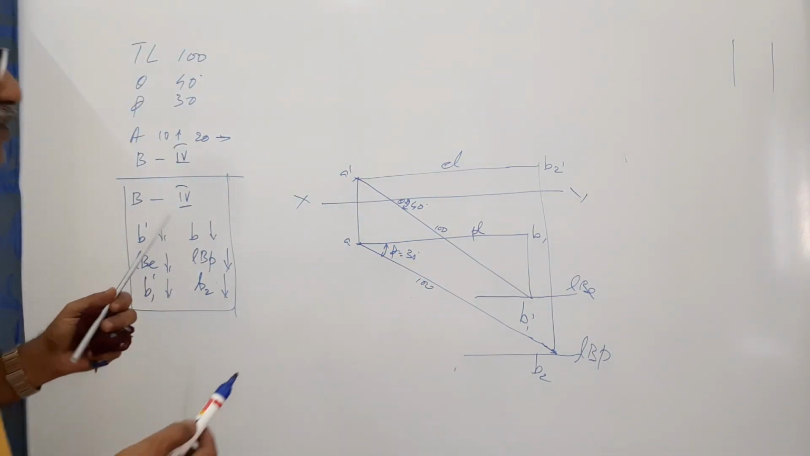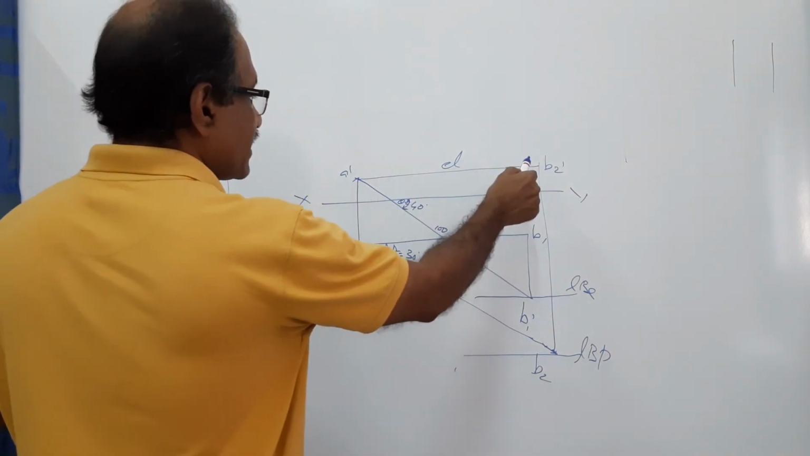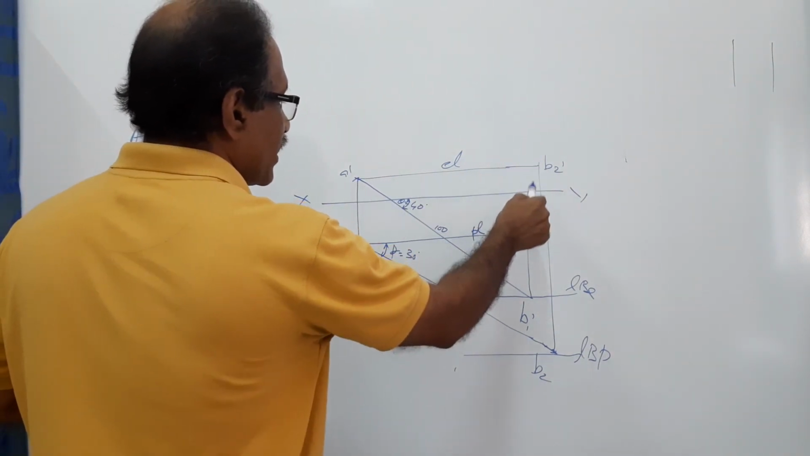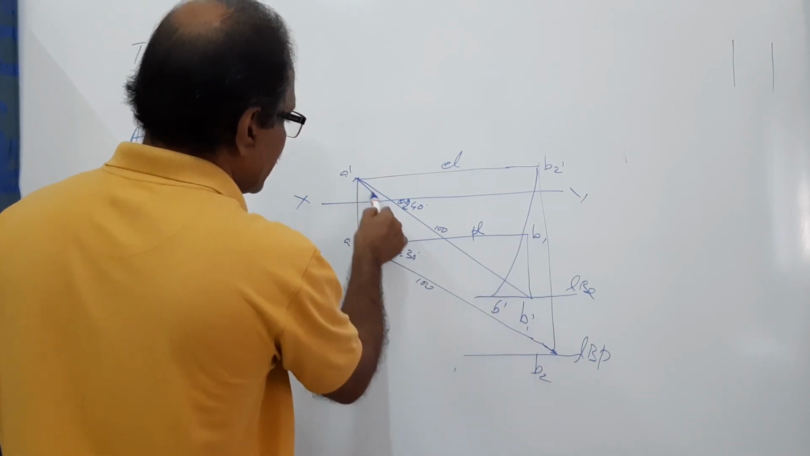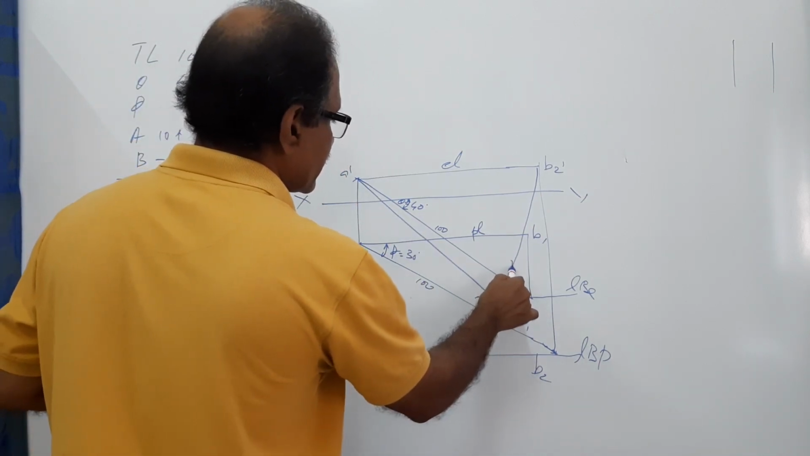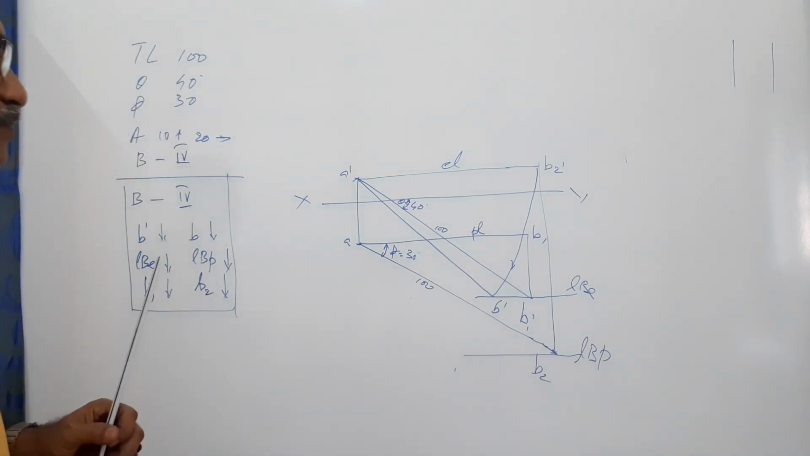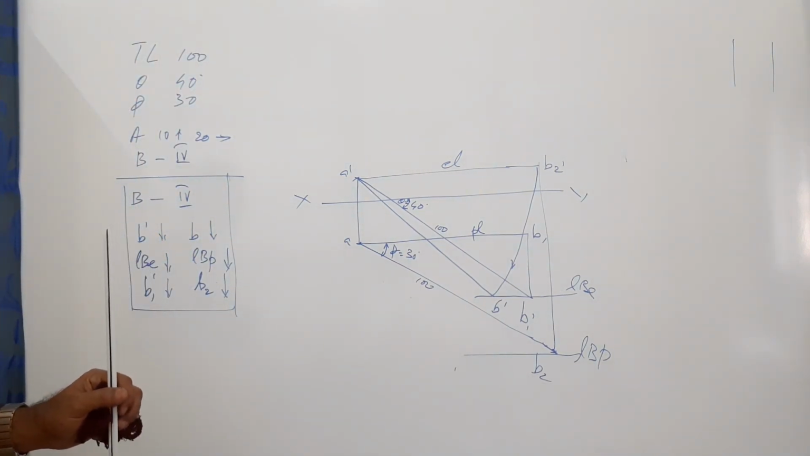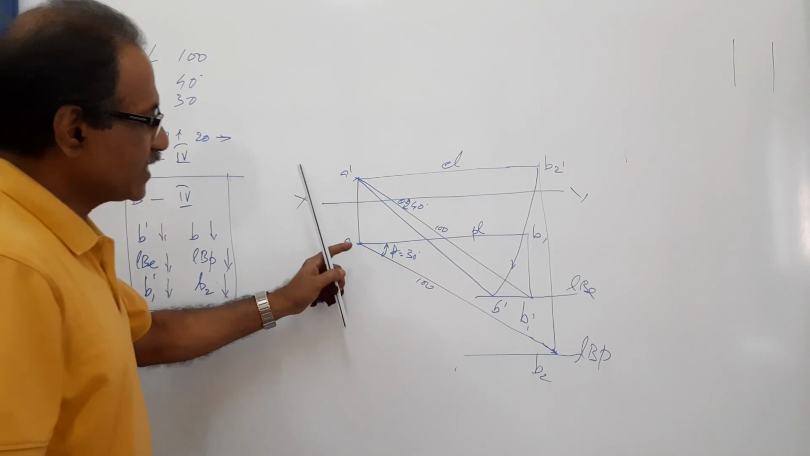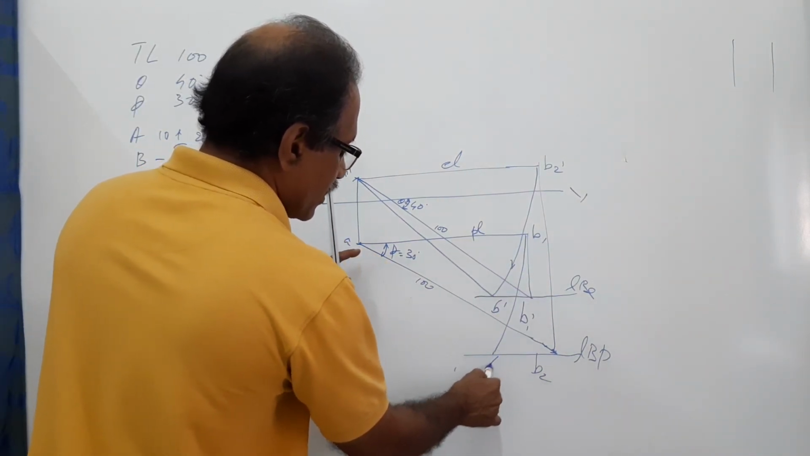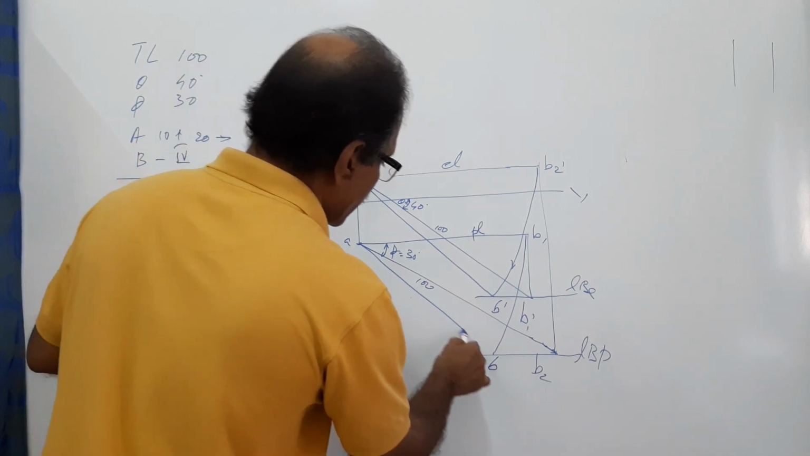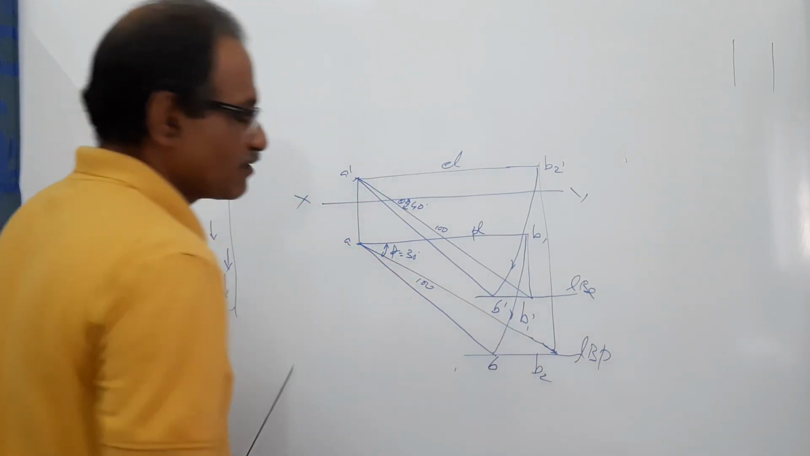Combine them. A dash is center, elevation length is radius, cut an arc on L B E. B dash. A dash B dash is the final elevation. A is center, plan length is radius, cut an arc on LB. AB is the final plan.